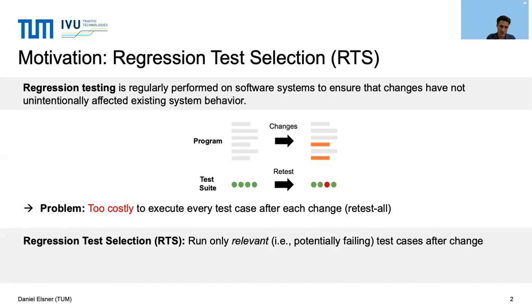Regression test selection tries to identify the relevant test cases for the changes. So it tries to create a subset of the test suite and only execute that subset, but still detect all potentially failing test cases.